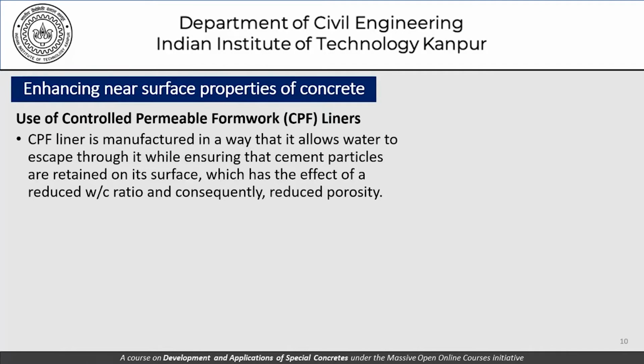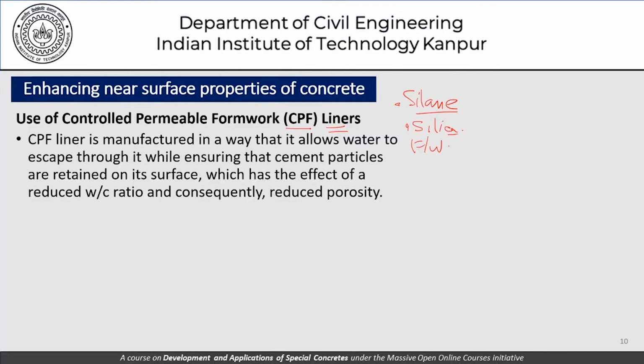The third strategy which we can adopt to enhance the properties of near surface concretes is use of controlled permeable formwork, that is the CPF liners. Now we have talked about silane applications, that is an application of a product after the concrete has hardened. We have talked about microsilica, which is an additive which is used at the time of construction in the main concrete itself. And now we are talking of CPF liners, which is a modification to the formwork.